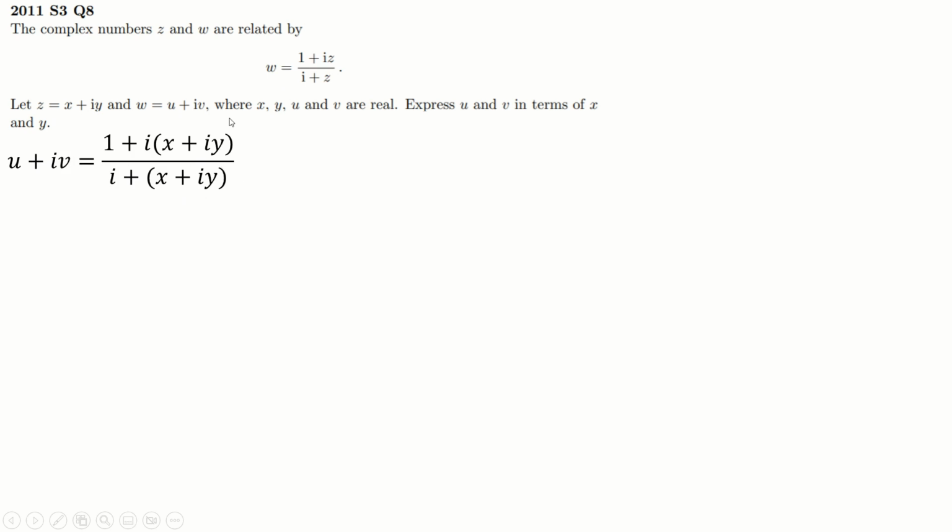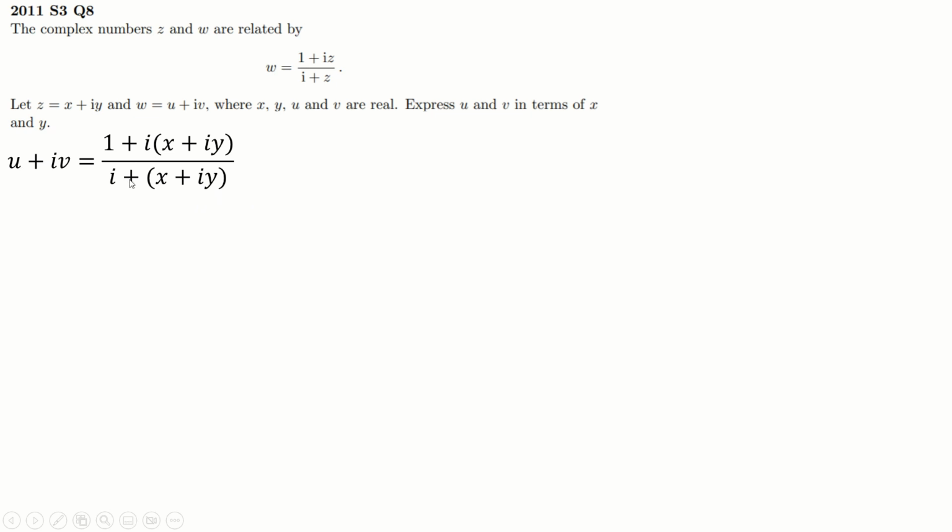Well, what we're going to do is take this complex number, which is what it is, and write it in the form A plus Bi, because then we can just compare the real parts and compare the imaginary parts, and we'll end up with U equals something in terms of X and Y, and V equals something in terms of X and Y. So that's the idea. How do we do it?